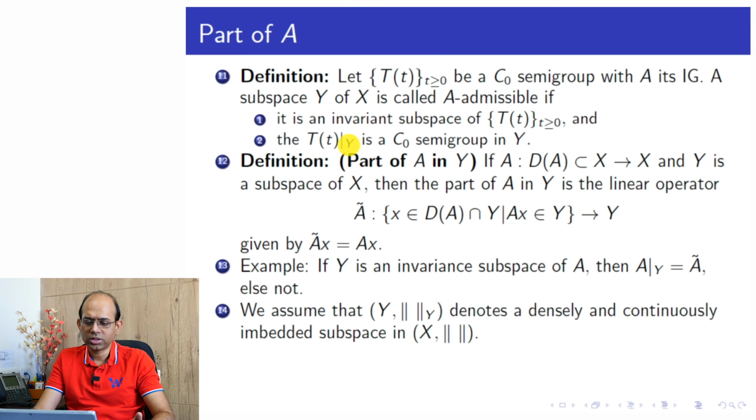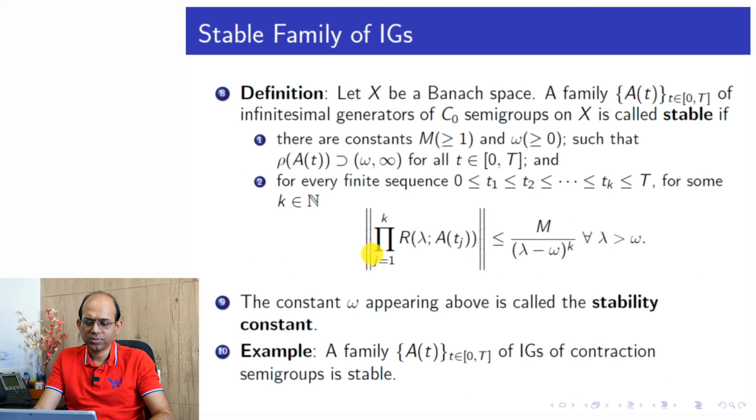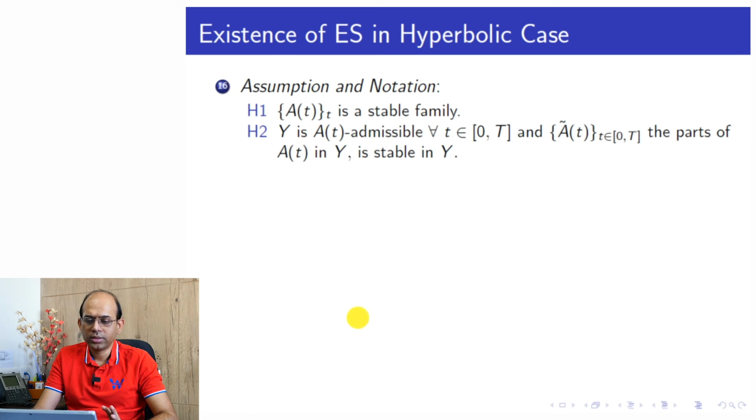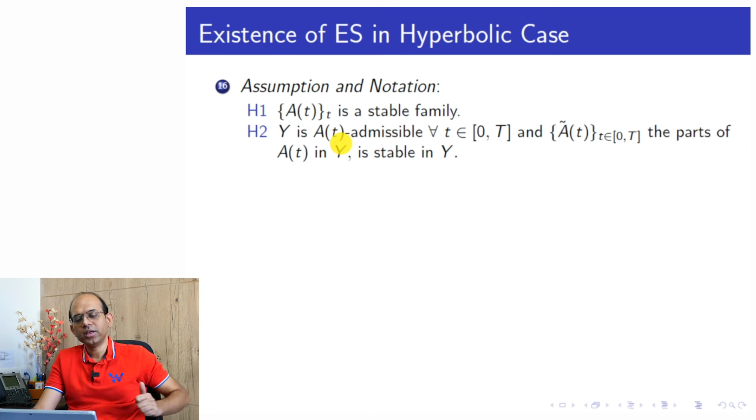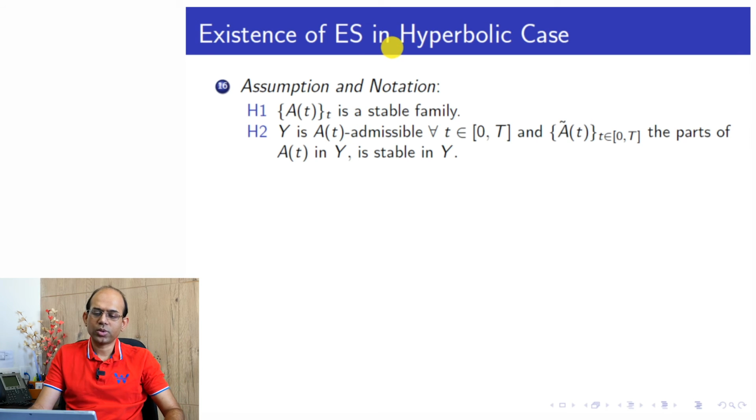The stable family I have just discussed here. A family of operators is stable if these two conditions are true, and omega is the stability constant. So the first condition is that A(t) is a stable family.